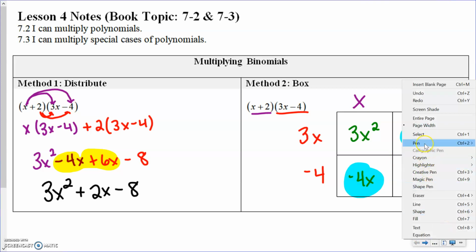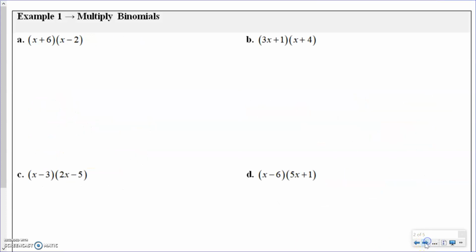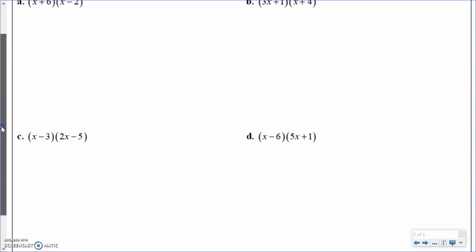So if I combine my like terms there, remember when I add or subtract, it does not change the exponent. I have 3x squared, and then negative 4x and 6x give me a positive 2x, and then my negative 8 comes down. Okay, two different approaches to get the same answer. Completely up to you. When I do the examples, I'm going to mix them up and do each one a couple times. Okay, so we have 4 problems here.